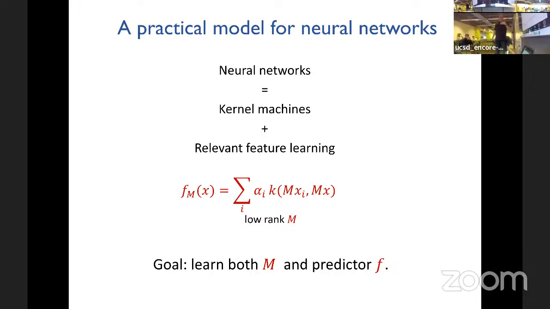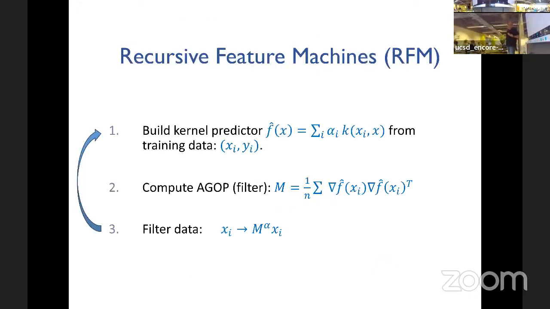So it's kernel machines plus learning relevant features. Essentially that means we want a function of this form: sum over i of alpha_i k_M(x_i, x), where M is some sort of low-rank matrix, and you're learning both the alphas and M. Well, how would you learn something like that? Actually, it's not that difficult.